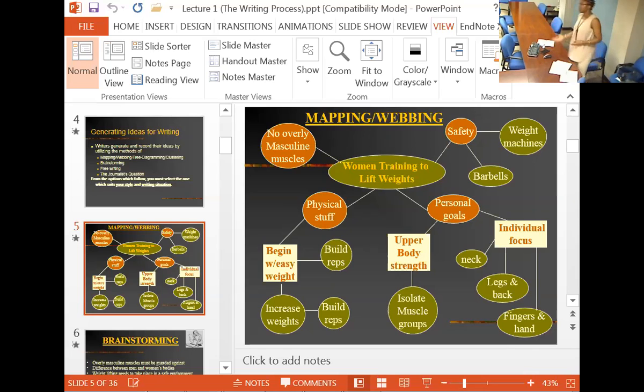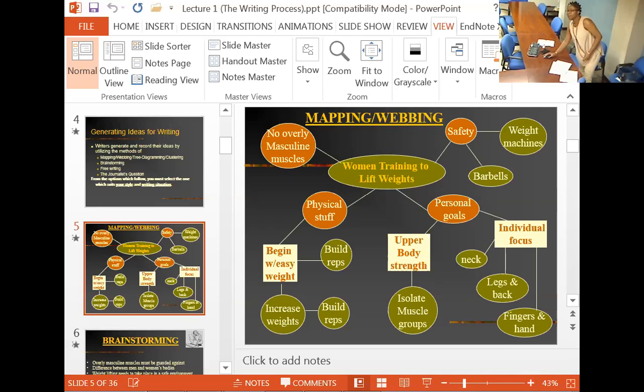Another consideration, personal goal. So you want to increase your upper body strength. And that means that you're going to have to isolate your muscle groups. So you're going to have to do biceps and triceps, which means you can't always just be lifting like this. You have to lift some in front, and there's this curl from behind. You have to really learn to isolate the muscle groups so that you're not just focusing on one set and ignoring the others. And then, again, on the personal goal, individual focus.